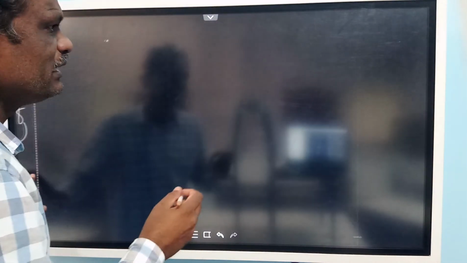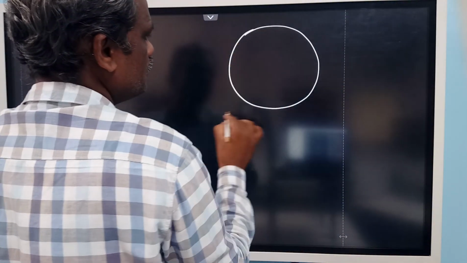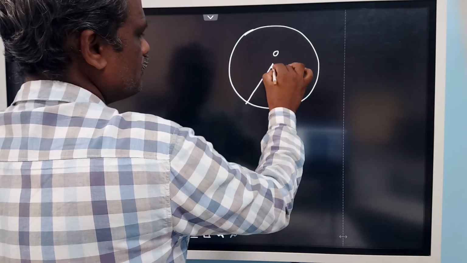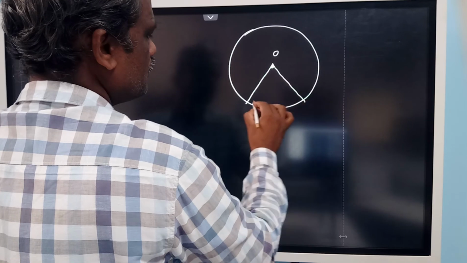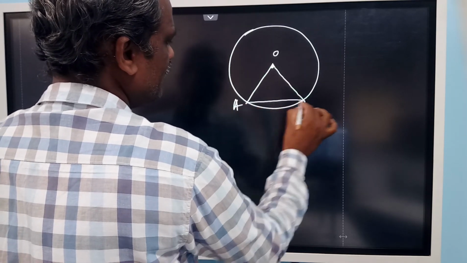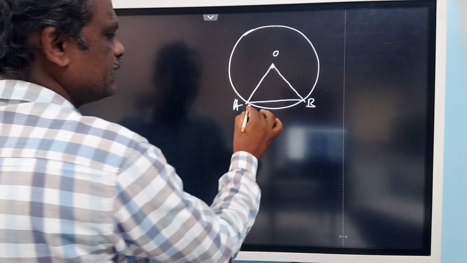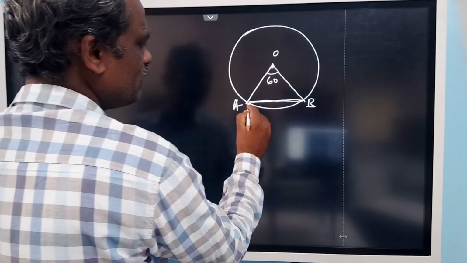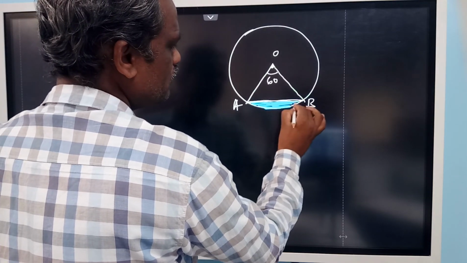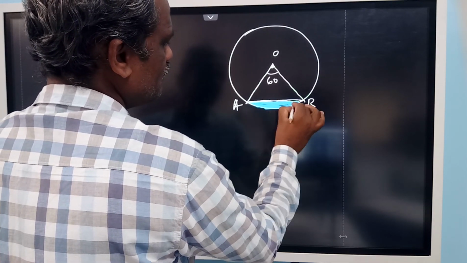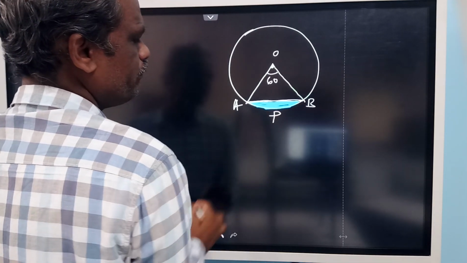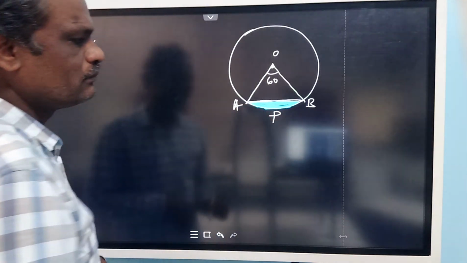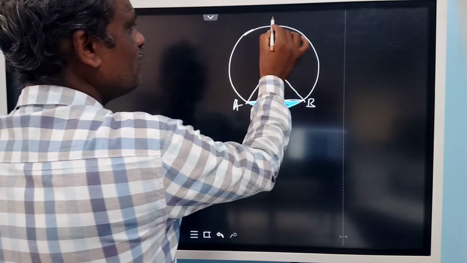So you can draw a circle here. Let us take this as the center, and then I am going to draw this chord AB. AB subtends an angle of 60 degree at the center. So this will be the minor segment. This blue colored shaded portion is the minor segment. So we will call this APB. OAPB is a minor sector, APB is the minor segment. Similarly, I will write here Q.